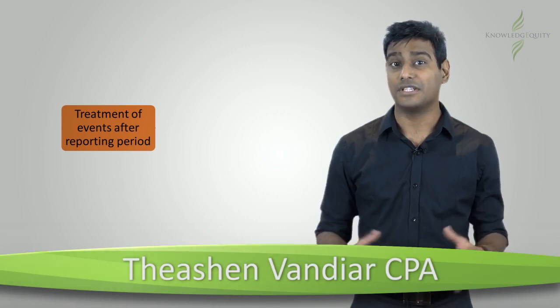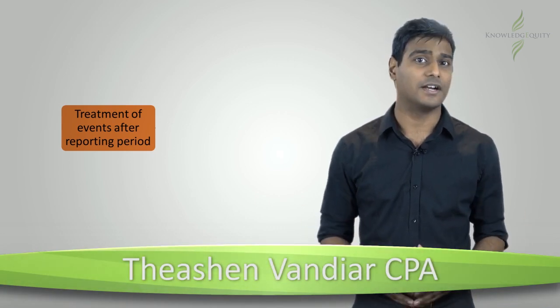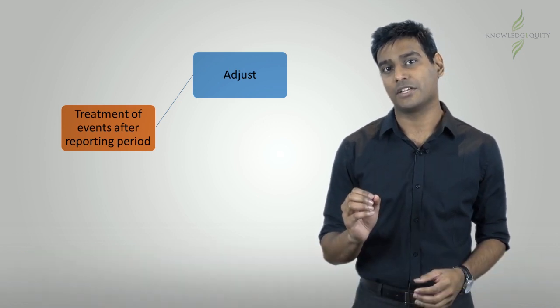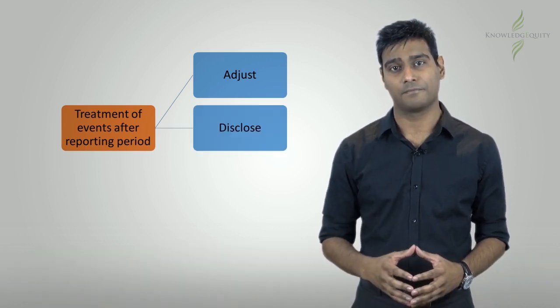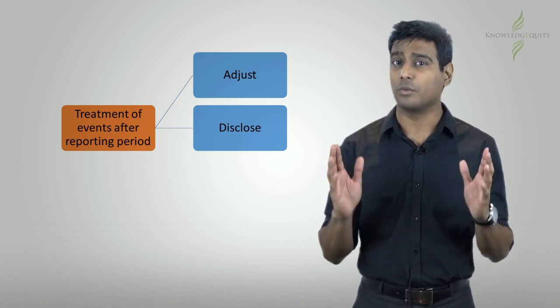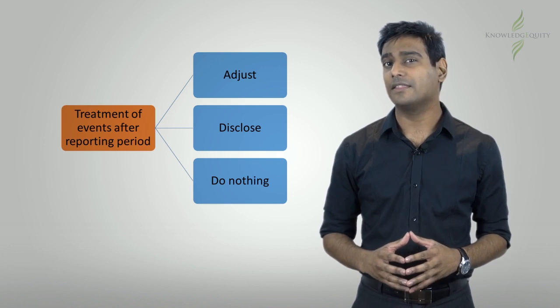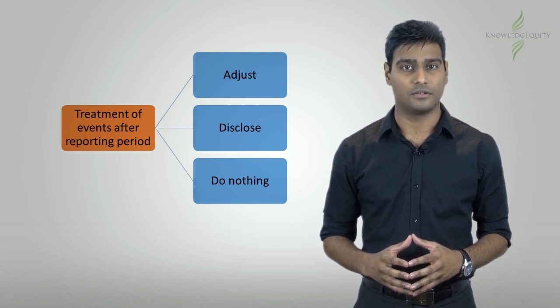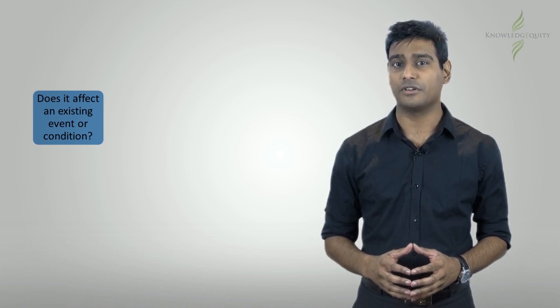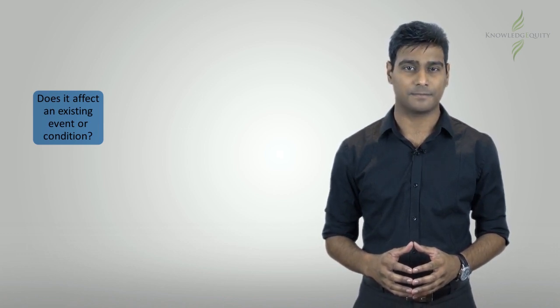There are three ways to treat subsequent events, or events that occur after the reporting period. The first is to adjust current financial statements with the event. The second is to disclose the event in the current financial statements without making an adjustment. And the third is to not do anything at all. We can use a simplified decision tree to help determine the correct treatment of subsequent events.